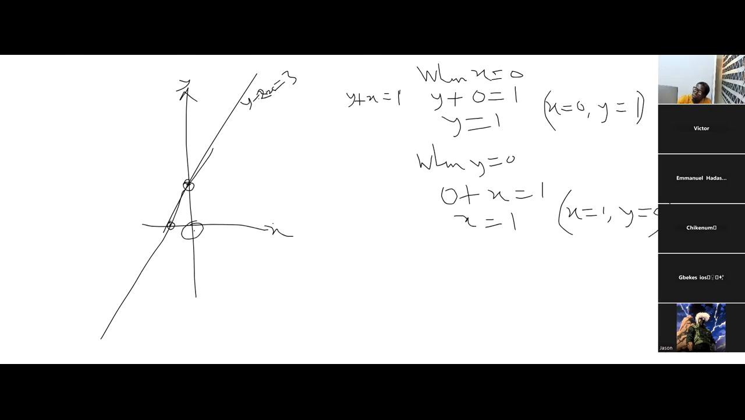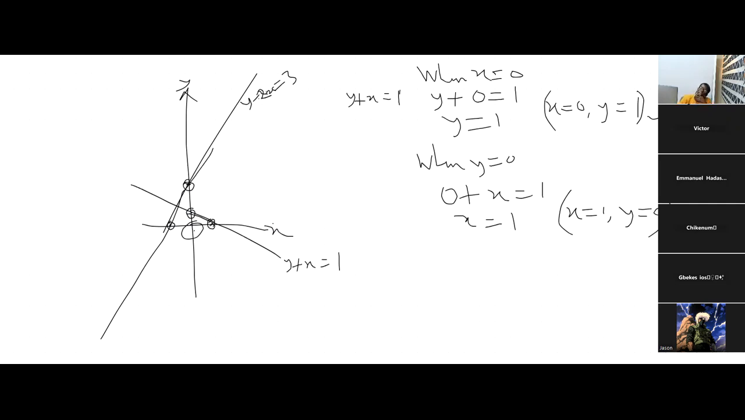When x is equal to 0, y is equal to 1. So that's the point. We have done this one. When x is equal to 1, y is equal to 0. We have done it here too. So we are going to join these 2 points together. And when we join it together, look at it. That means we now have our equation y plus x is equal to 1.